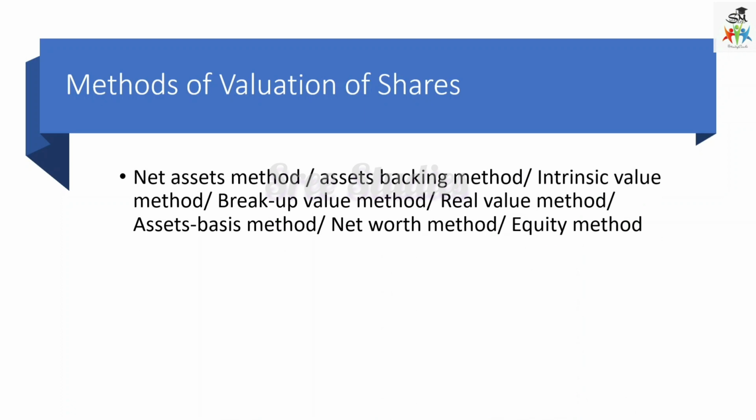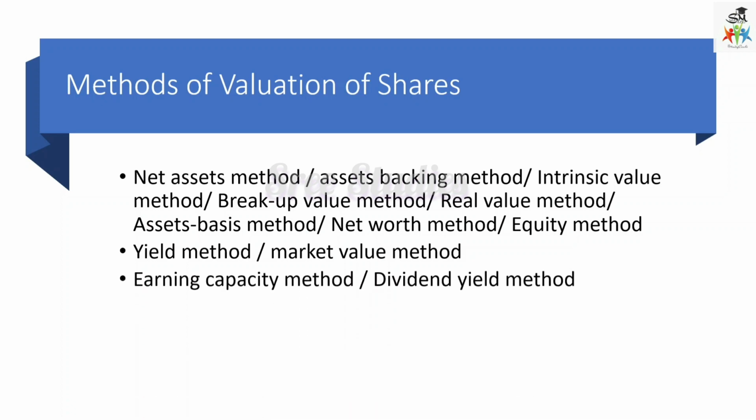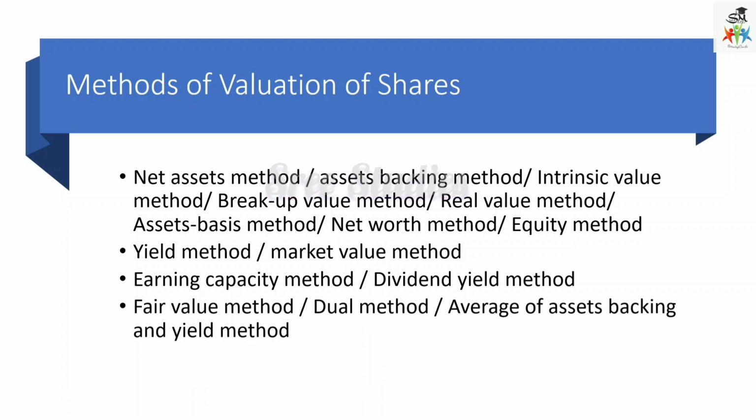Any of the names they may ask you, but you have to put only net assets method, formulas, everything. And yield method is equal to weak. Otherwise it can be called market value method, earning capacity method or dividend yield method. This method is not for your syllabus. And fair value method, or dual method, or average of assets backing and yield method. This is how it can be called, and it can be asked in your question papers.